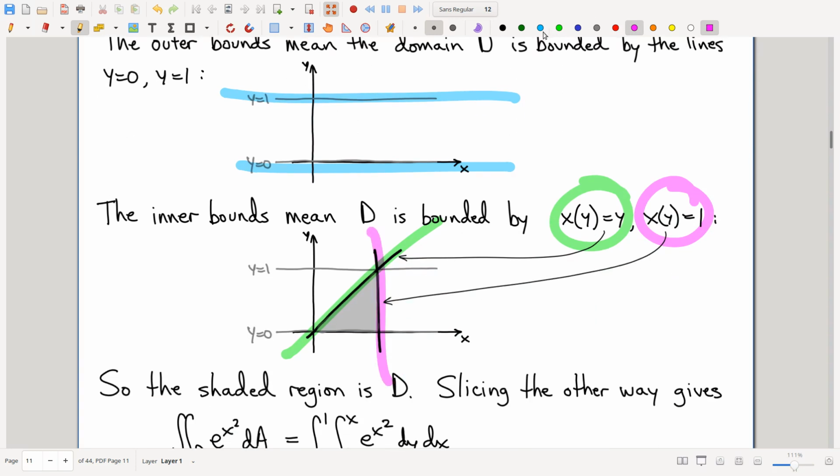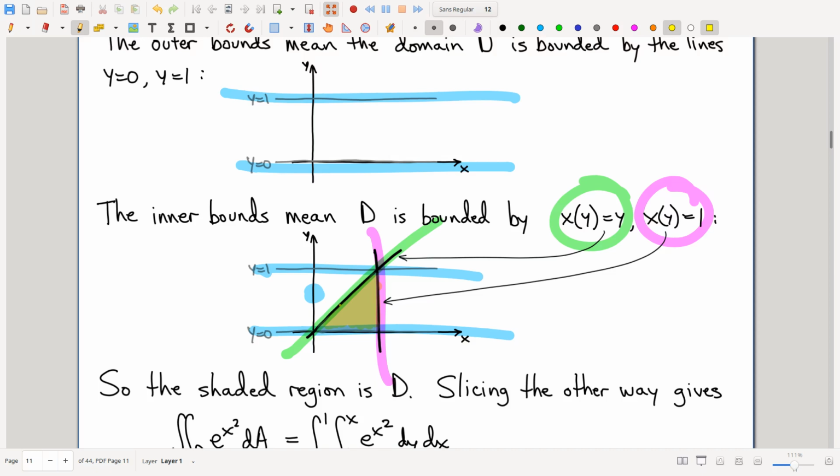So putting it all together then, my domain, y goes from 0 to 1, and then for any given value of y, we go from green to purple. And altogether then, I think it's pretty clear what our domain is. Our domain is this shaded region right there that I was trying to turn yellow. There you go. There's your original domain.